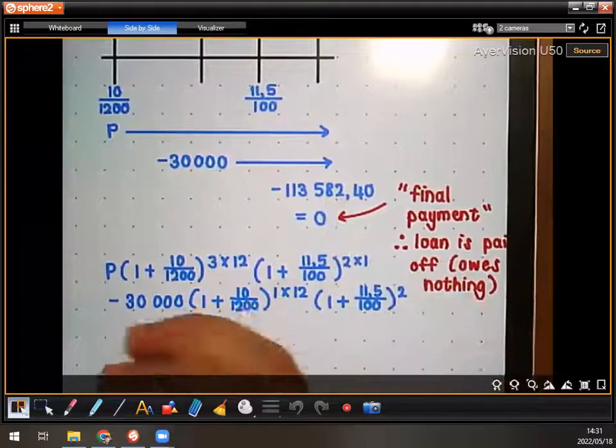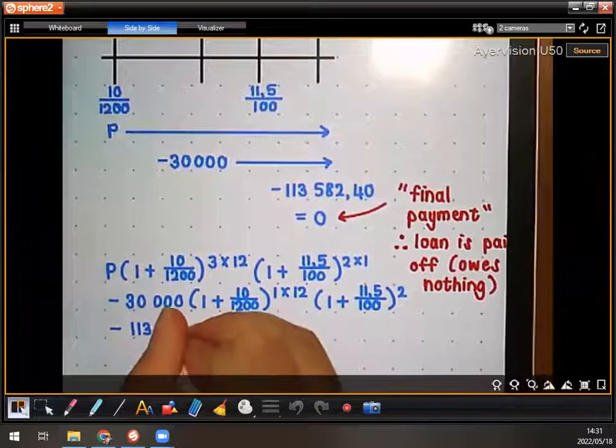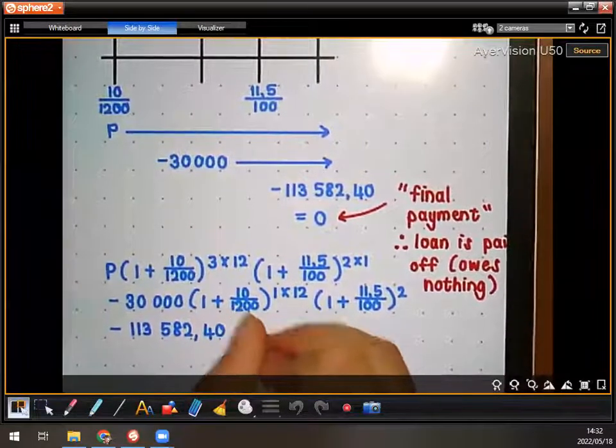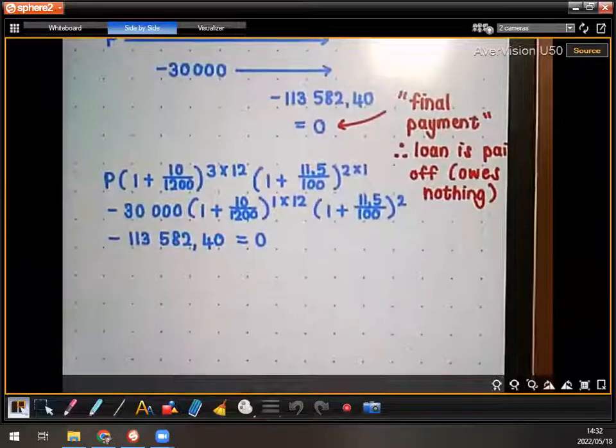And now we need to say minus 113,582 Rand and 40 cents. And that all is equal to 0. The loan is paid off in full.